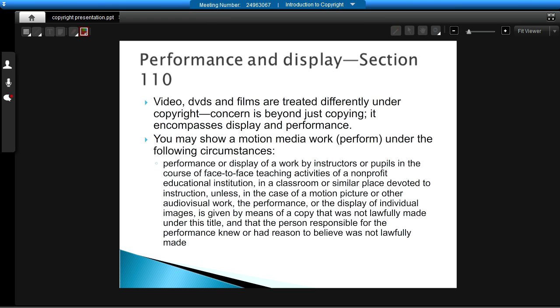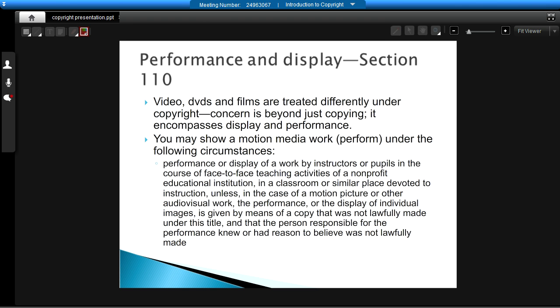A library is considered a place of instruction, but it needs to be done in an enclosed area of the library. You can't just put up a screen and show something and not have it be a public performance. It can be done, say, we have screening rooms in our library, and so having students go in there and use and watch videos in there is perfectly legal.